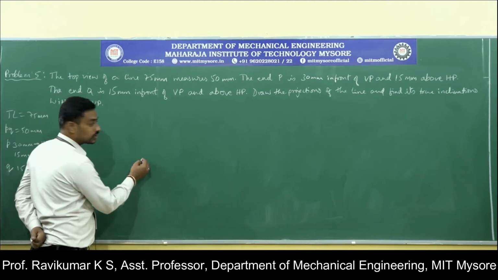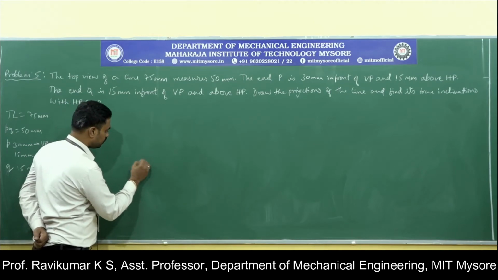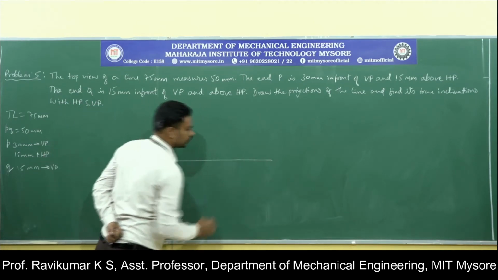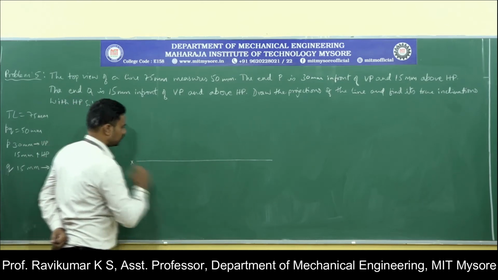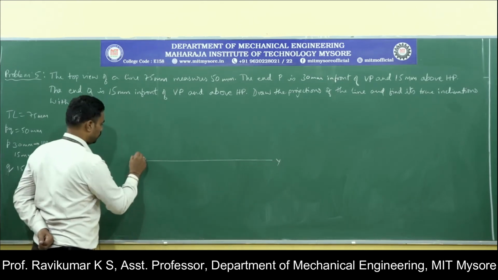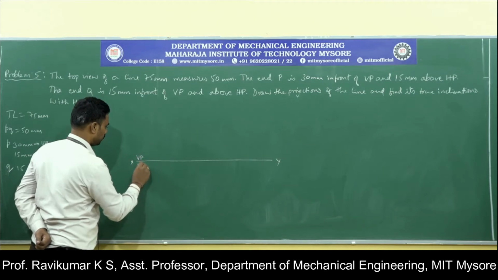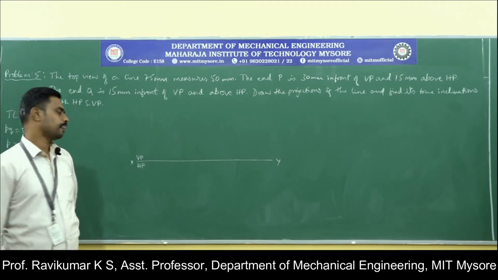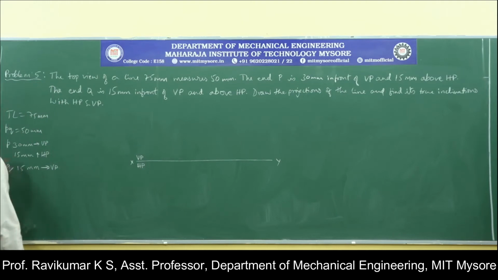First of all, we need to start with the XY line. Draw the XY line with smaller thickness, write XY, then VP and HP. Now try to locate the points. In this problem, the position of point P is given, 30 mm in front of VP and 15 mm above HP, and the position of point Q is given with respect to VP only. With respect to HP, it is not given.